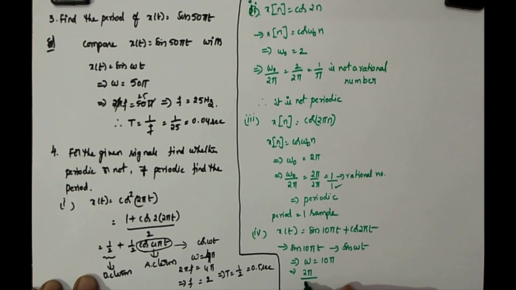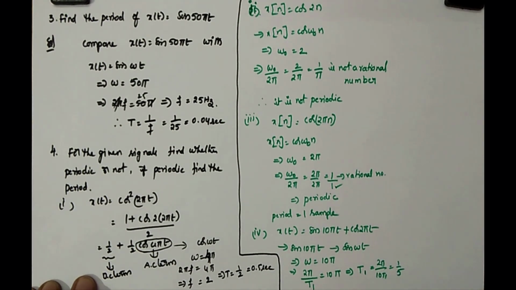Therefore 2 pi by T, because it's the first term, take it as 2 pi by T1 is equal to 10 pi, which implies what is T1? T1 is equal to 2 pi by 10 pi, that is 1 by 5.